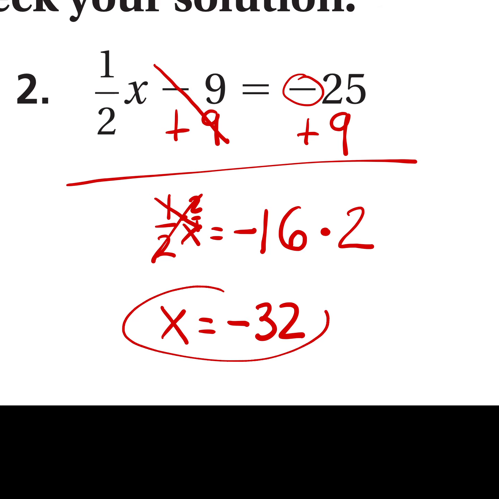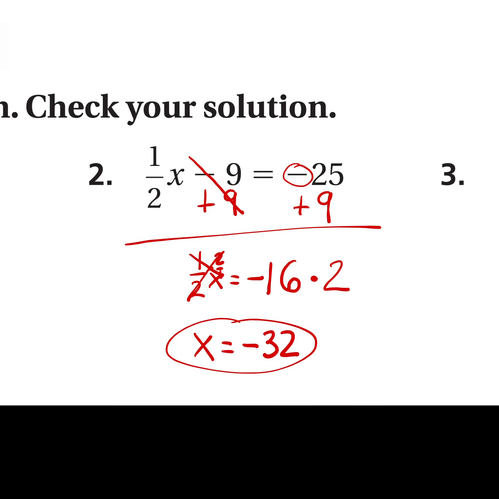And that is my answer. I can plug that back in for x as well. Negative 32 times a half is the same thing as saying negative 32 divided by 2, which we found out was 16. However, it's going to be negative 16 because I've got a negative times a positive. Negative 16 minus 9, signs are the same, so we just add. 16 plus 9 is 25, and we keep the sign, so it'd be negative 25.